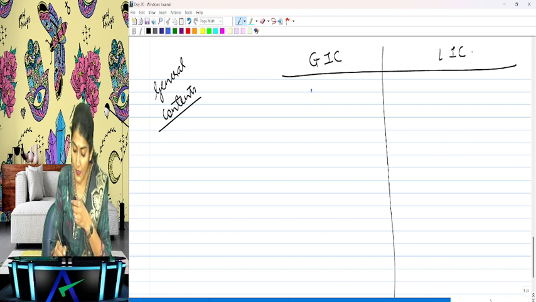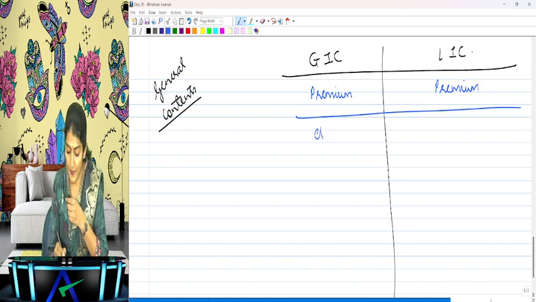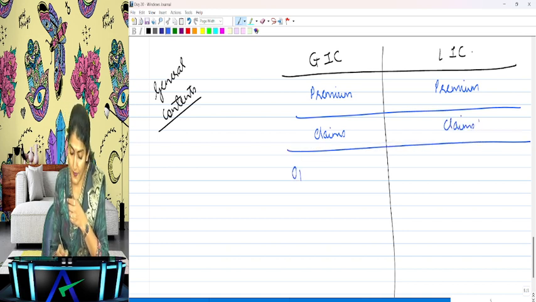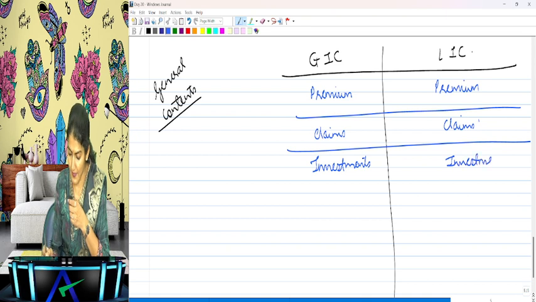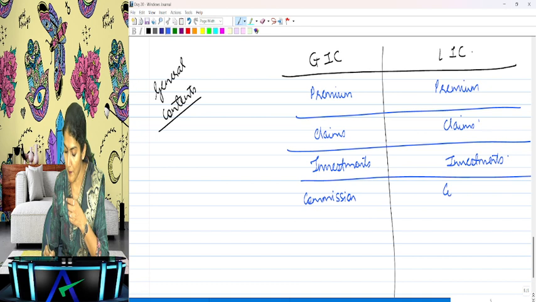Then, as an auditor, how will you do the verification of the premium received by the general insurance company, and the premium received by the life insurance company? Then the claims paid by the general insurance company, the claims paid by the life insurance company, then the operating expenses of the general insurance company. Operating expenses is rather common, right? So the investments of the general insurance company and the investments of the life insurance company, then the commission payable to the agent of the general insurance company and the commission payable to the agent of the life insurance company.